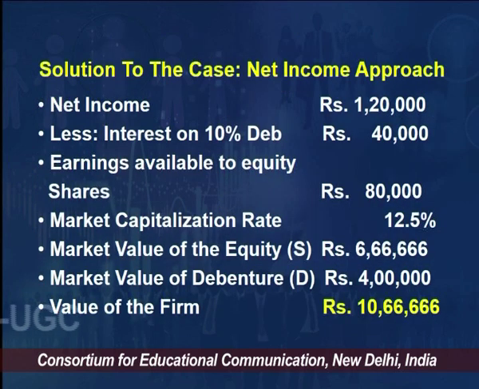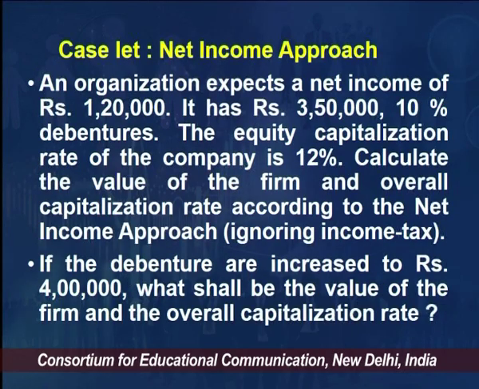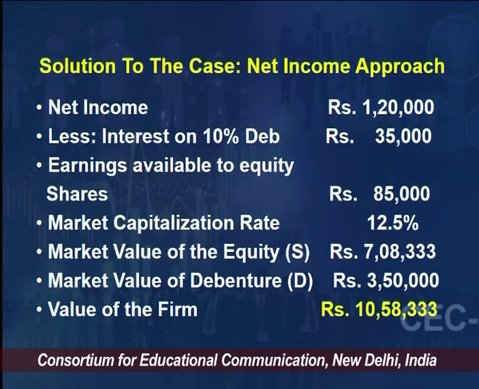So, the solution to the case would be: we have net income of 1,20,000 less interest on debentures at 10%. Now, what has happened? We have 4 lakh debentures. I am not solving it for the first one. The first part has already been solved. I have shown you the solution to the first part, right? So, I am just solving the extended part. Remember that previous solution in your mind and let us now learn.